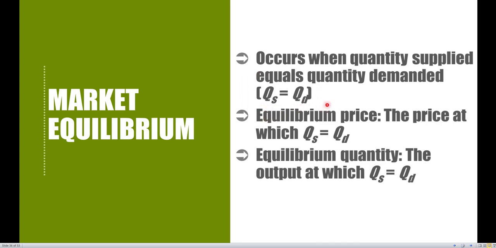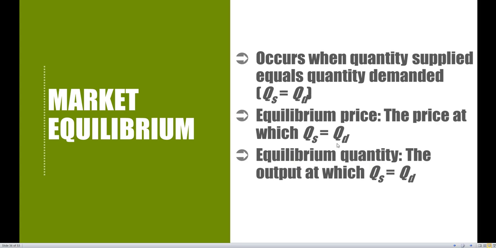And when this happens, we find out two things. We figure out where our equilibrium price is going to be, and also where our equilibrium quantity is going to be. And these are the two things that we are going to be interested in within this particular model. So where QS equals QD, we find equilibrium price and equilibrium quantity.